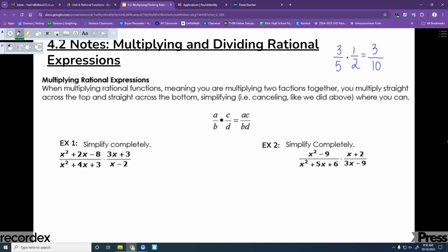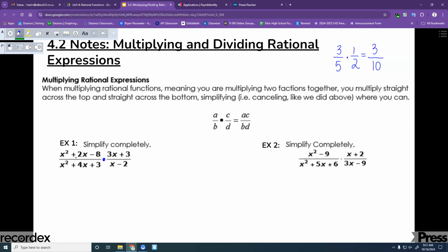All right, so multiplying is just multiply straight across, right? So we just multiply straight across for that. That's all we have to do. So whenever I see a problem like x squared plus 2x minus 8 over x squared plus 4x plus 3 times 3x plus 3 over x minus 2, it's really almost like one big problem because you would just multiply everything all the way across, right?